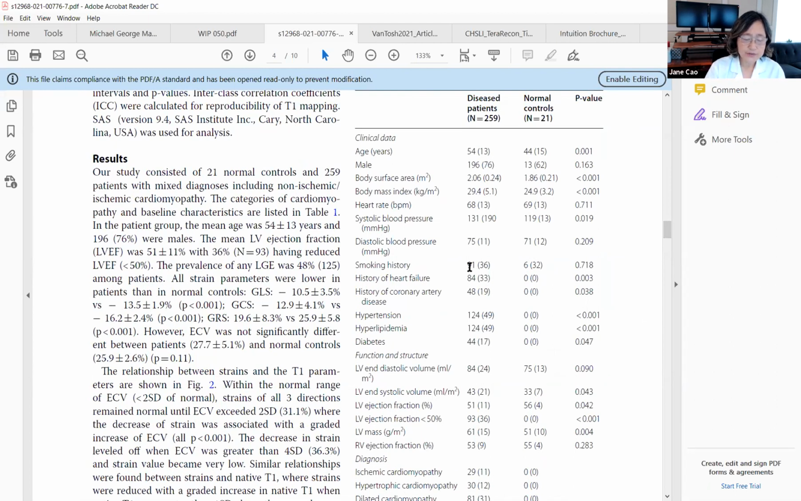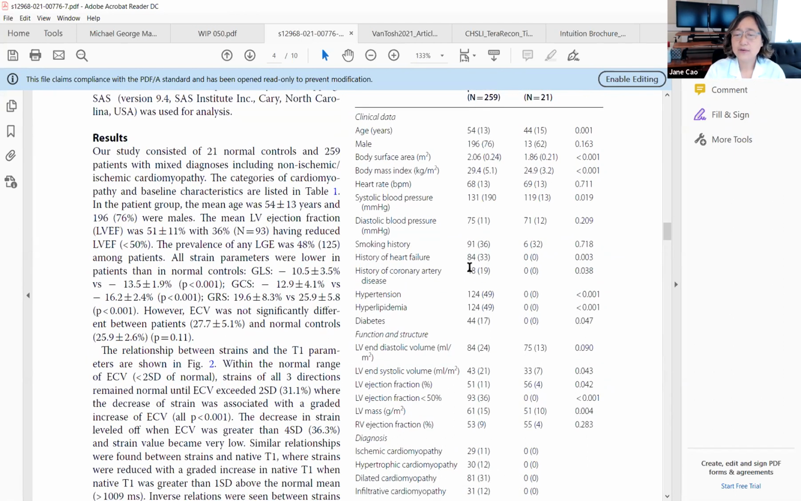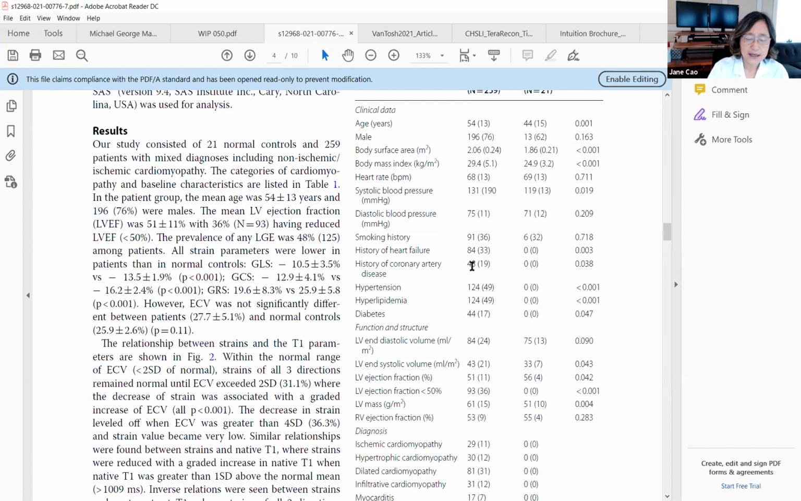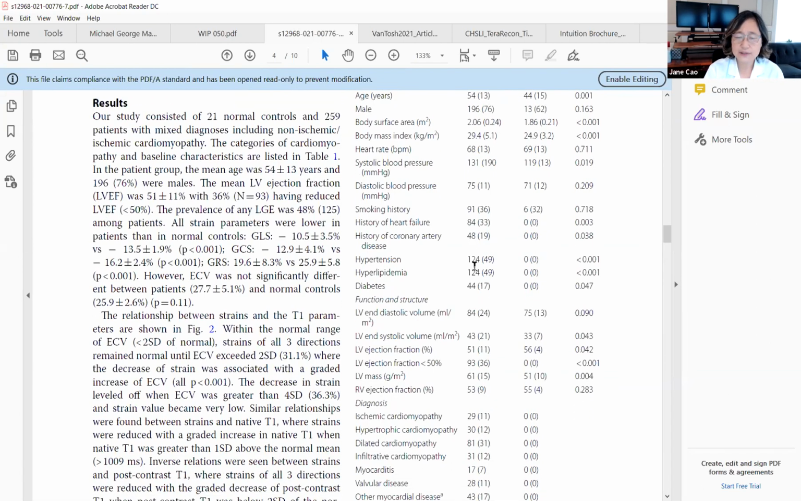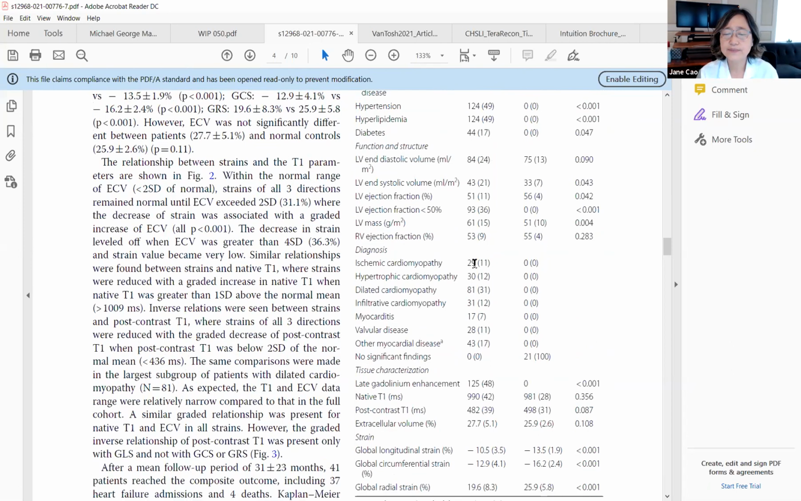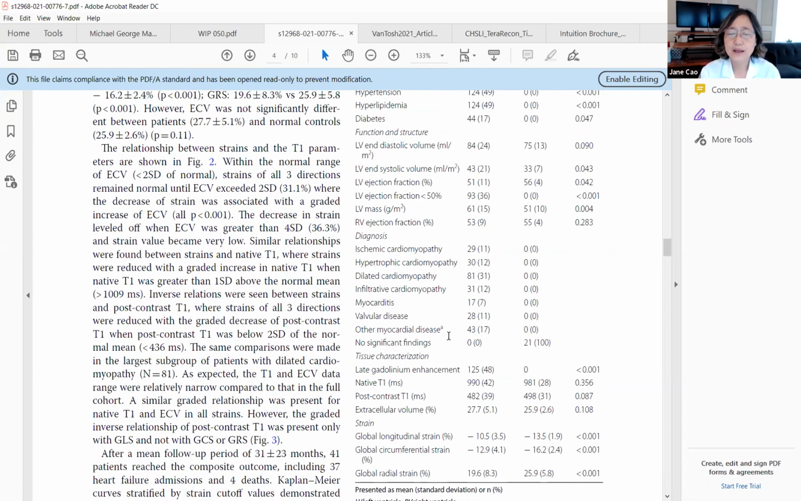The average age of the patients was 56 years. LVEF was 51%, with 36% having EF below 50%. LGE was found in 48%. Here's a breakdown of the CMR diagnosis.